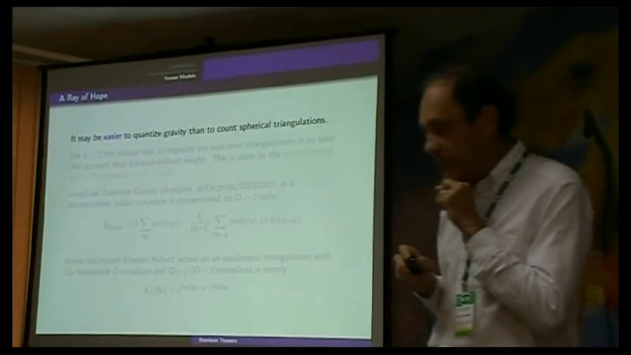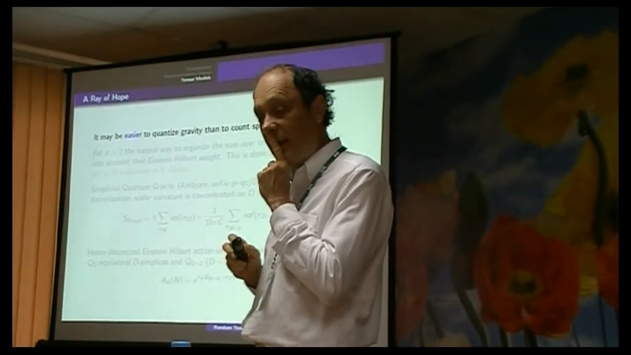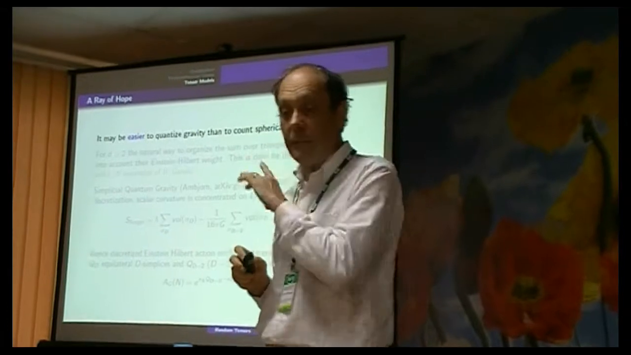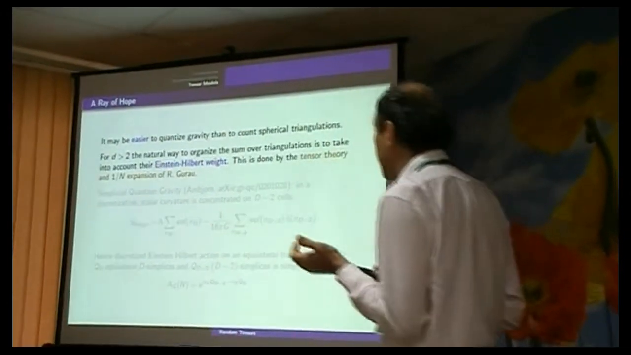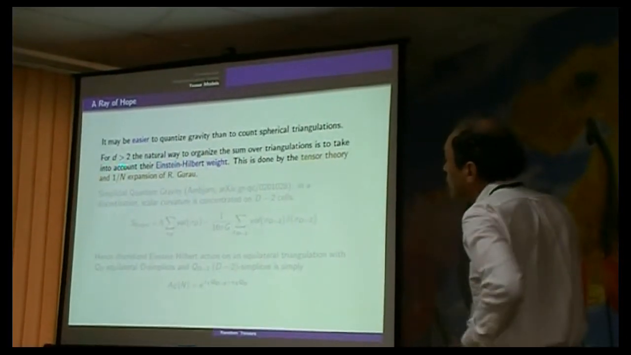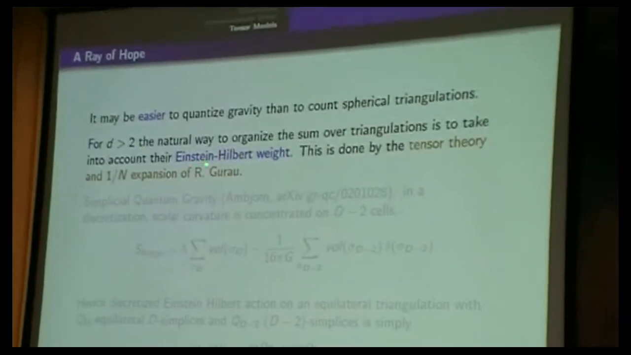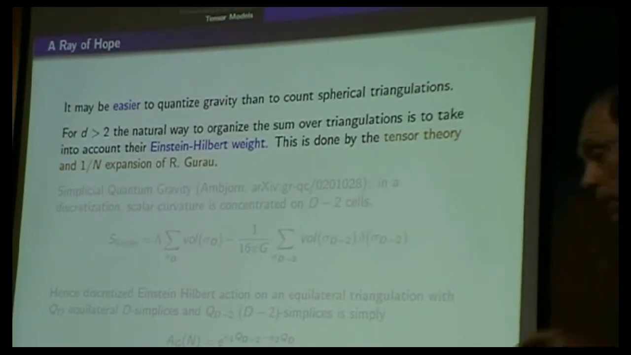Why? Because in quantized gravity, remember, you should not just count triangulations. You should ponder triangulations, but not with the same factor for every triangulation, because we should weight the triangulations taking into account the natural metrics that they carry, and there we should try to count them with the Einstein-Hilbert weight.